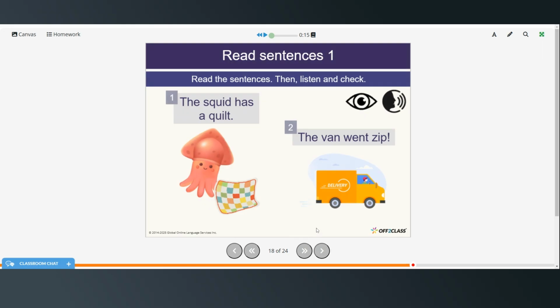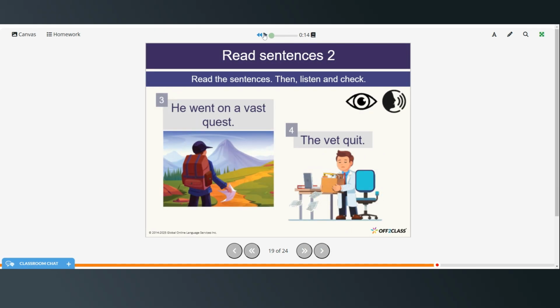All right, now you practice reading the sentences and then listen to check your answer. The squid has a quilt. The van went zip. He went on a vast quest. The vet quit.